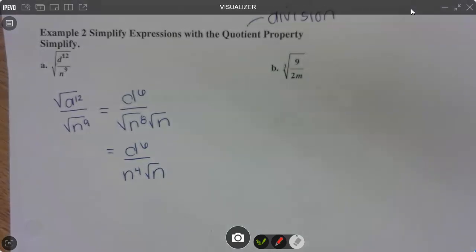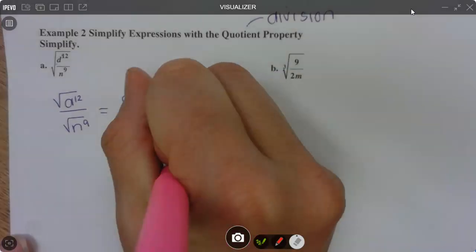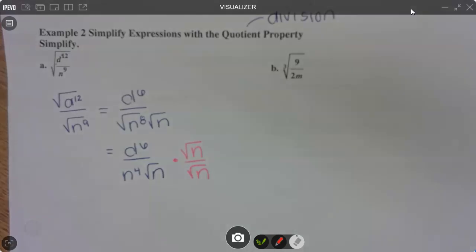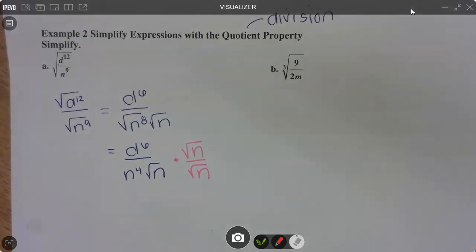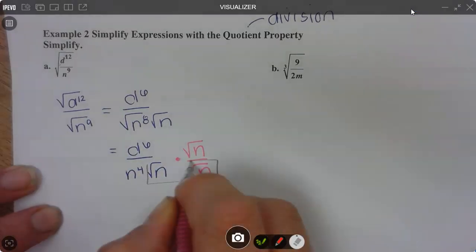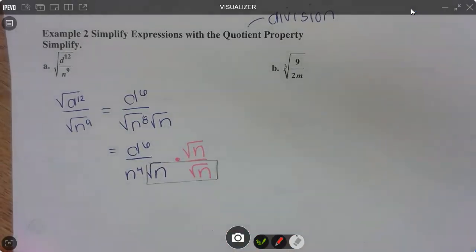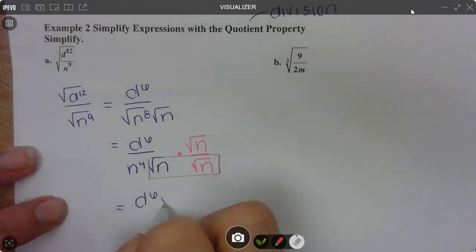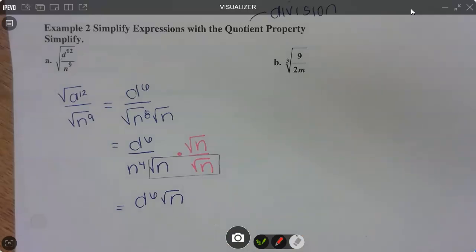But we cannot have a square root or a radical in our denominator. So we have to rationalize by multiplying by the square root of n over the square root of n, because that's like multiplying by 1. Anytime you have the same square root times itself, it becomes itself. So you get d to the 6th square root n.